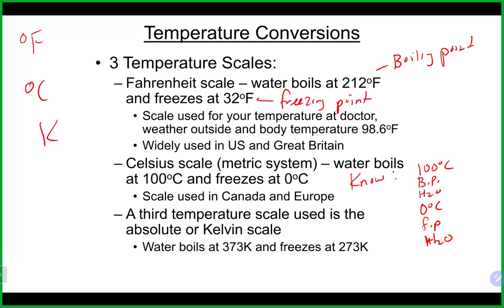A third scale, as I mentioned, used to be called the absolute temperature scale. It was later renamed the Kelvin temperature scale, named after a guy named Kelvin. And water boils at 373 Kelvin and freezes at 273 Kelvin. As I mentioned before, in chemistry, it is all about Kelvin in terms of calculations and using formulas. But in chemistry and in science, we oftentimes take measurements of temperature in Celsius and a lot of times have to convert it to Kelvin, which is a very common conversion that we have to do.